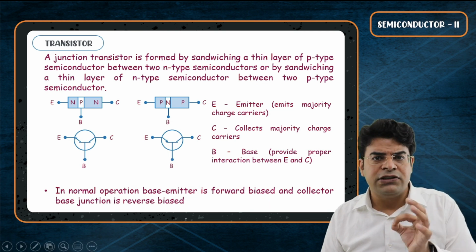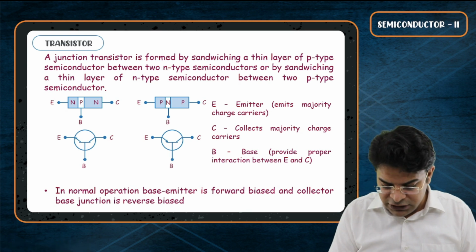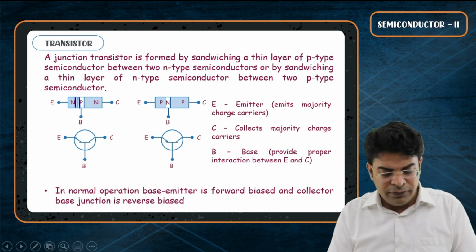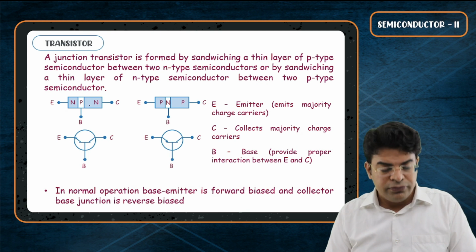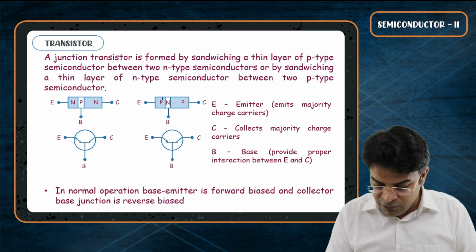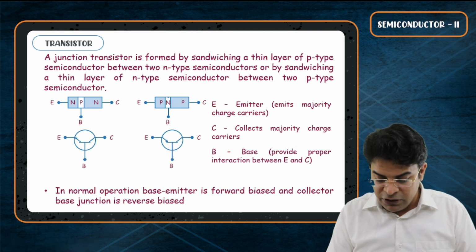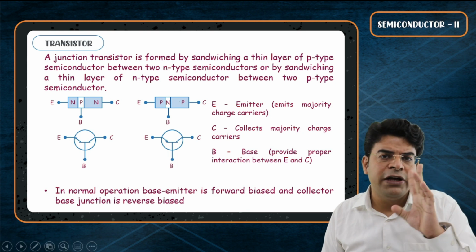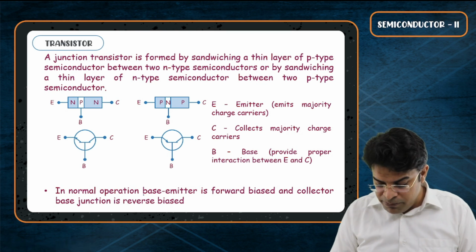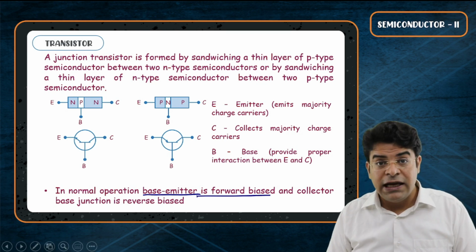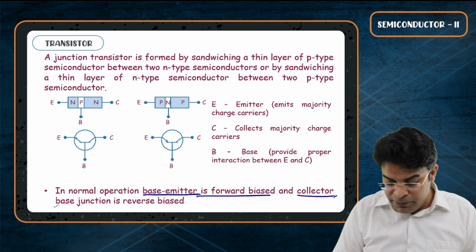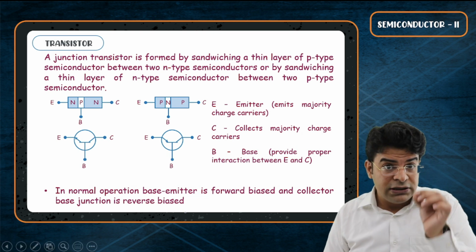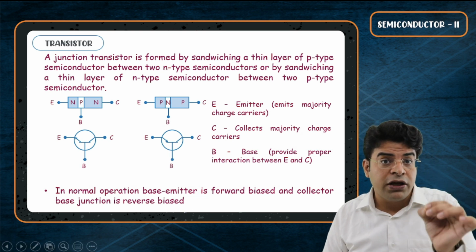In a transistor, there are how many PN junctions? You will say, sir, one between emitter and base, and one between base and collector. Similarly, in PNP, one between emitter and base, one between base and collector. So in one transistor, there are two PN junctions. We keep the base emitter junction forward biased and we keep the collector base junction reverse biased. This is utilized for proper working of the transistor.